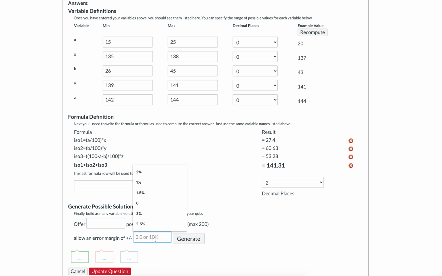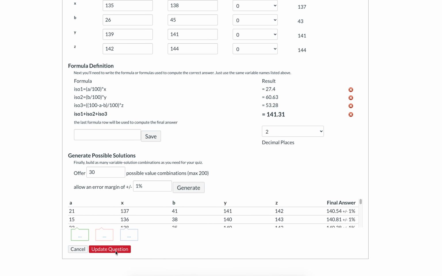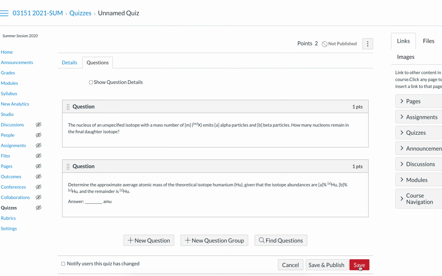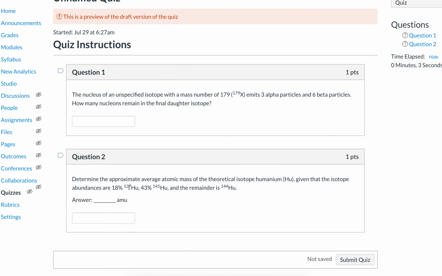You'll probably want a tighter range on something like this, so maybe a 1% error after you generate perhaps 30 different combinations. So we are going to generate those and then update our question. Click Save, and then Preview to see what it looks like. And it looks like a good solid isotope abundance problem where you're given a percent, you're given two percentages, there's a third remaining percentage, and we have it coded in just right. And that's yet another way you can use formula questions.